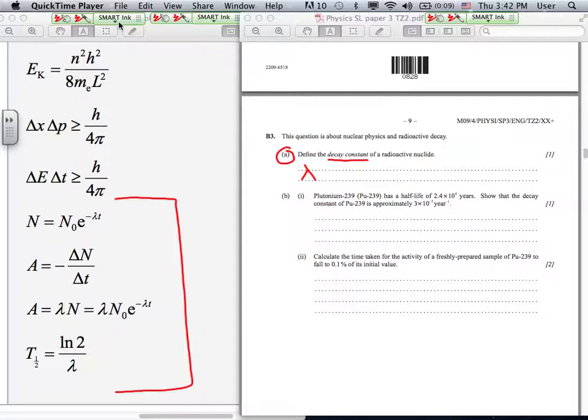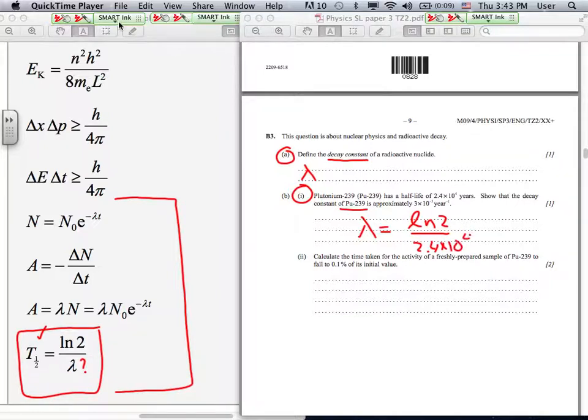So we have in B1, plutonium-239 has a half-life of 2.4 times 10 to the 4 years. Show that the decay constant of plutonium-239 is approximately 3 times 10 to the negative 5 per year. So we would obviously use this formula over here because we have our half-life and we want to work out that. So our lambda is going to be the ln of 2 divided by 2.4 times 10 to the 4. We'll put that into our calculator.